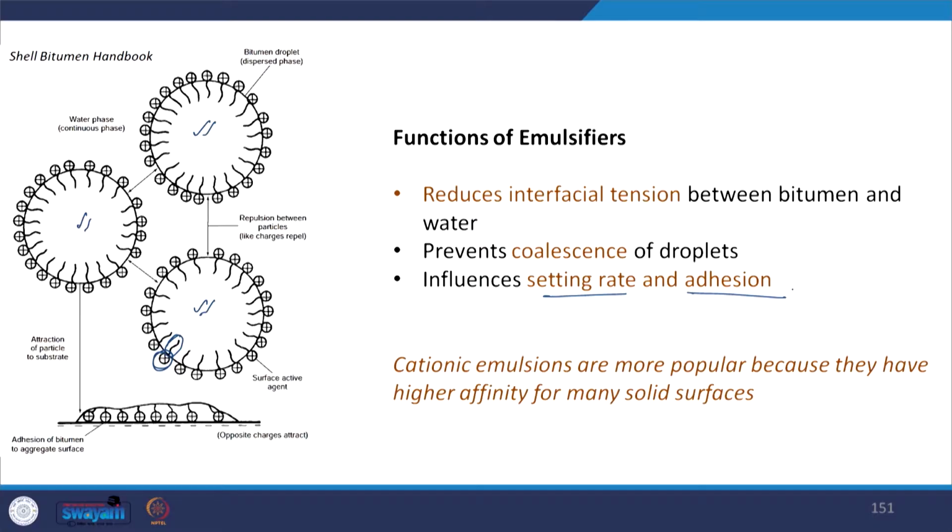On the other hand, anionic emulsions primarily rely on evaporation of water for the setting or the breaking to take place. So this is also one of the reasons. There are a few other reasons. For example, cationic emulsions are also anti-stripping agents. So they have better adhesivity in the presence of water. So that is also one of the reasons that cationic emulsions are more popular.